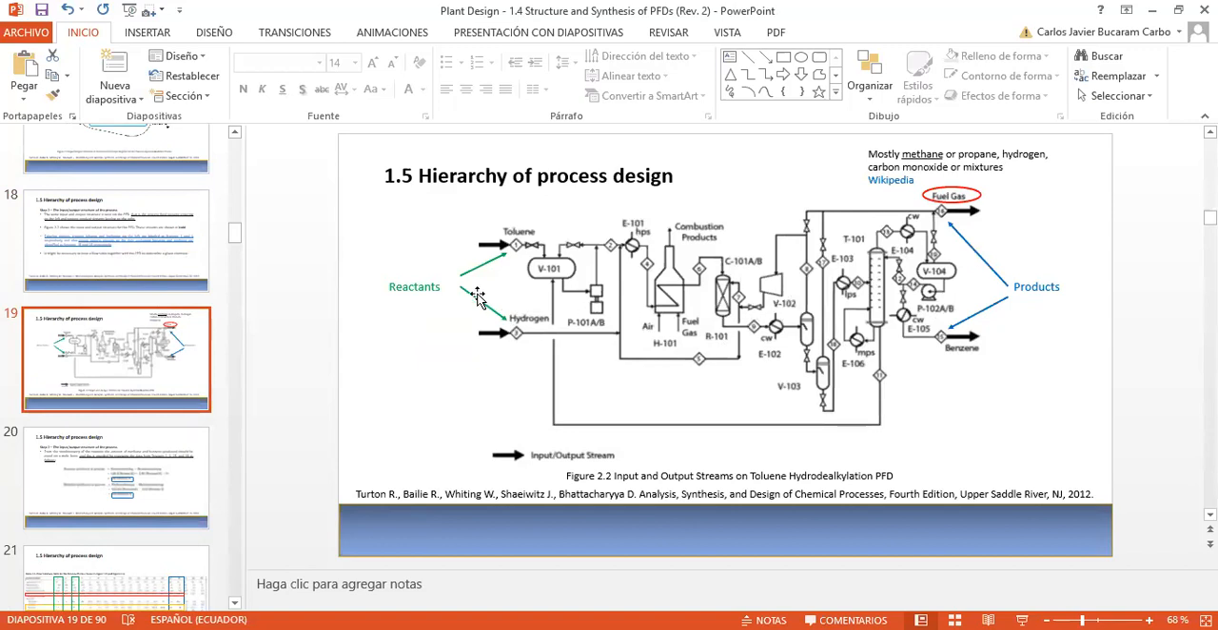So the normal way to draw a PFD will be from left to right, from reactants, all the different vessels until the final synthesis, and then the product streams leave the process. If there were any recycled streams, the recycled streams came from right to left, just like you see right there. So we discussed that.